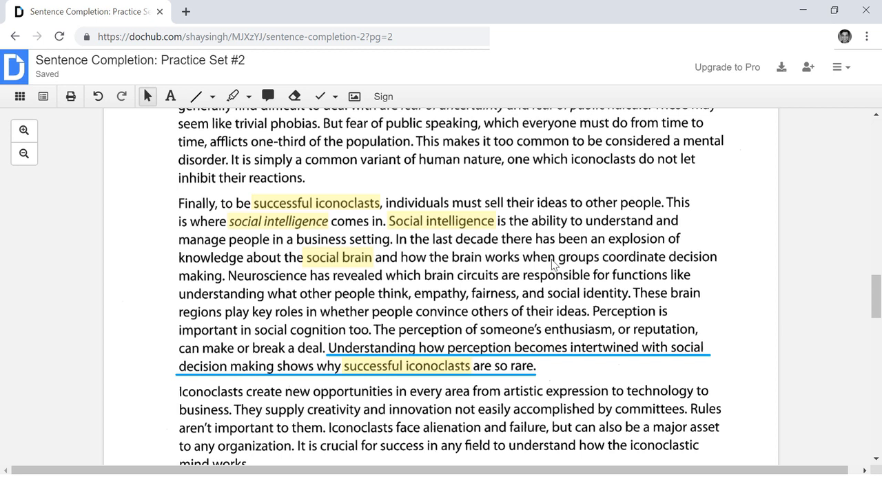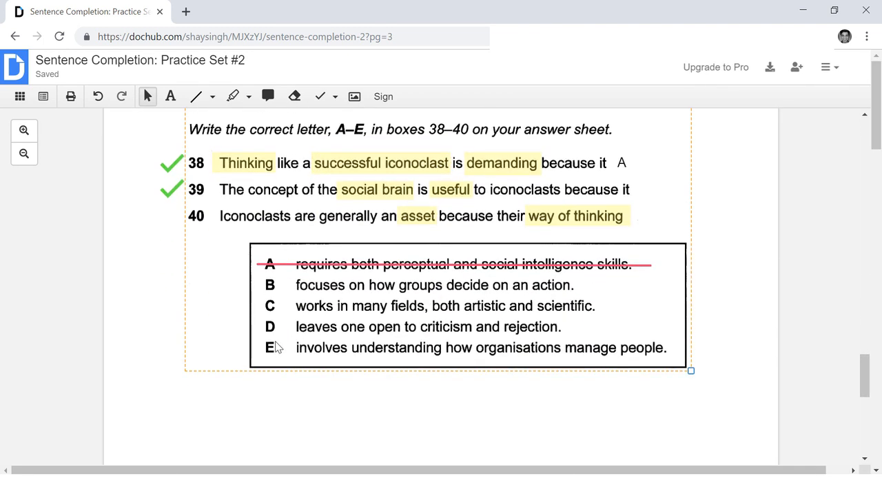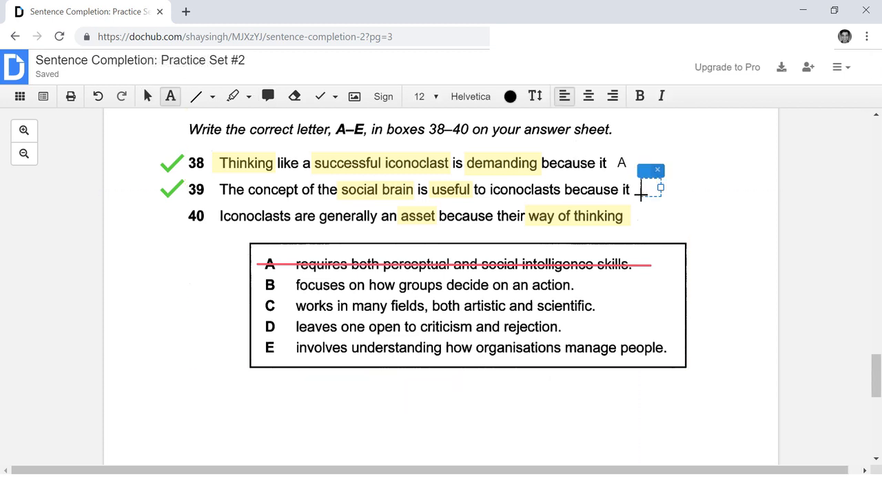It mentions here when groups coordinate decision making. When groups coordinate decision making. And I remember seeing that here in our answer choice. Focuses on how groups decide on an action. That is synonym language for coordinating, how groups coordinate with each other. So the correct answer for this is going to be B.